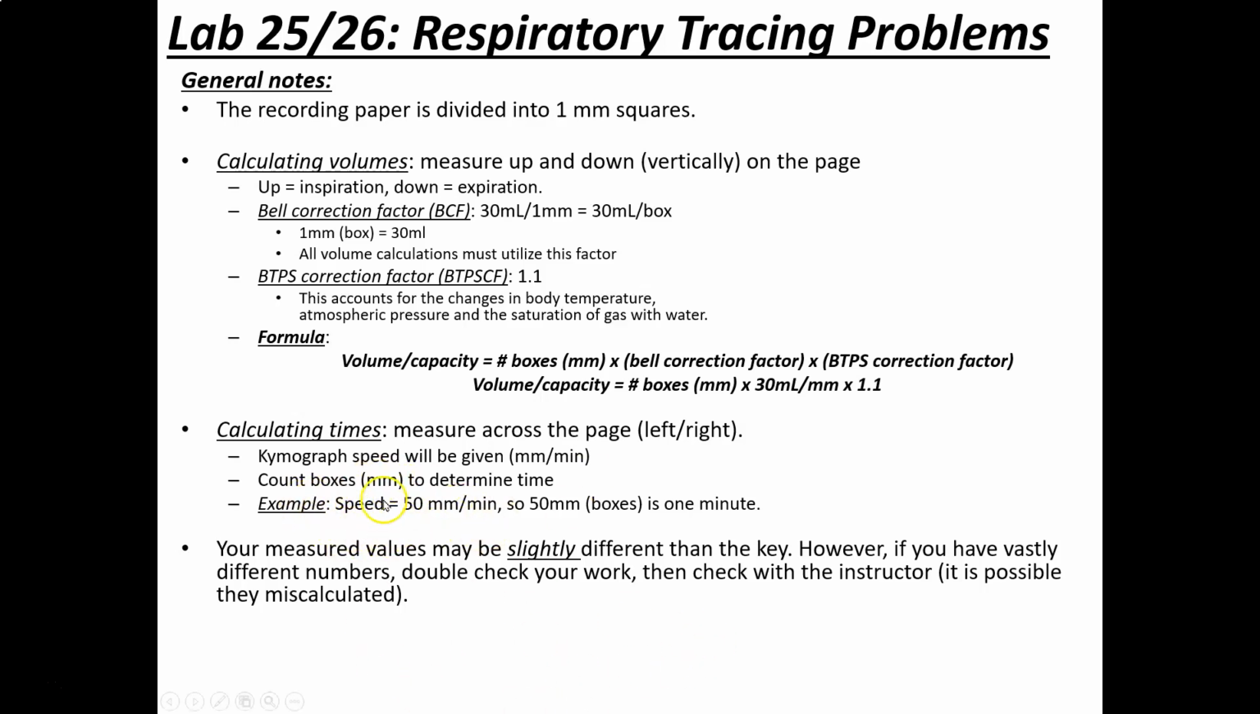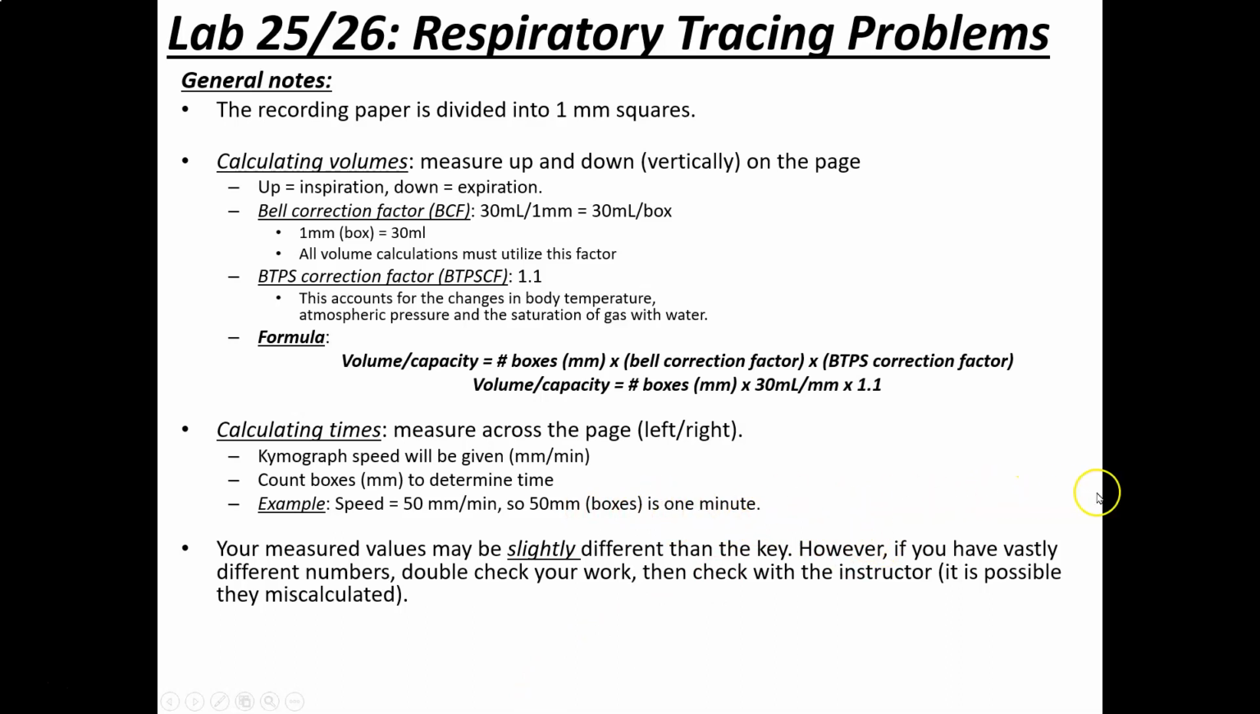We can get that from what's called the paper speed. As an example, if the paper speed was 50 millimeters per minute, that means we'd have to calculate 50 millimeters, 50 boxes across, and that would equal 1 minute. So if I don't want a minute, maybe I only want 30 seconds, then if I have half a minute, I need half of 50 millimeters. So I would need 25 millimeters, okay?